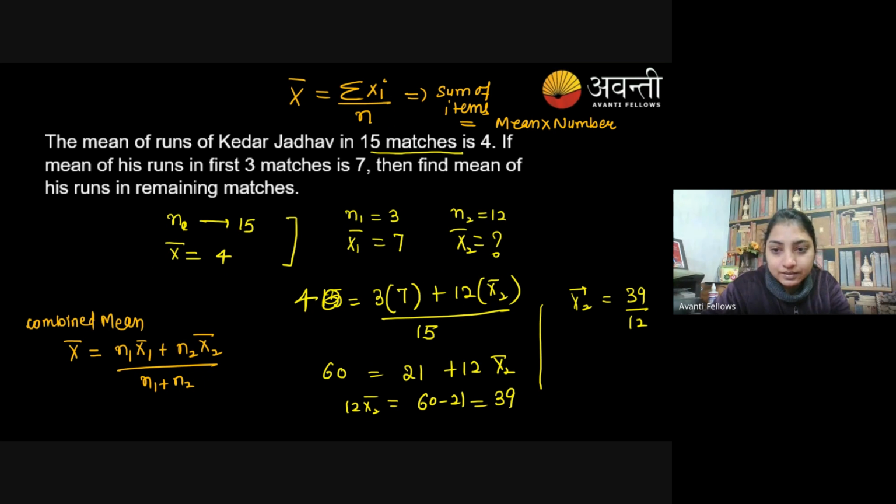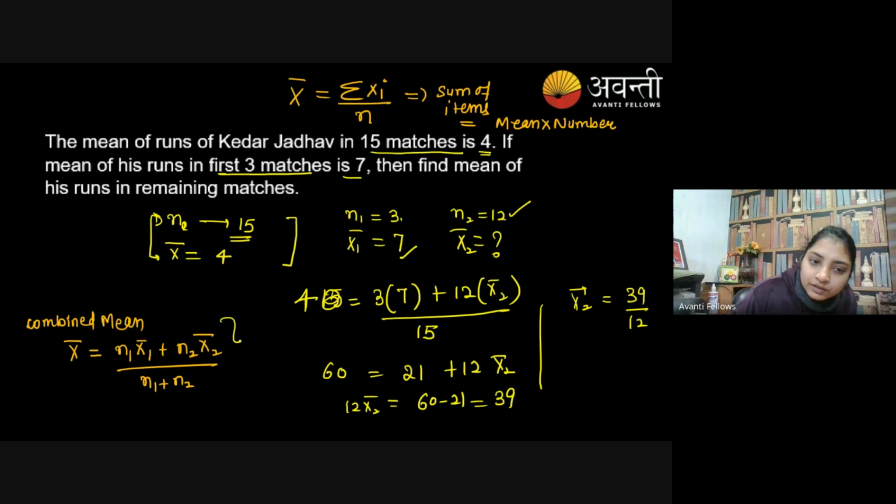Okay. Yes, good Mannat. Answer is right. So Harshil, as per the question, the mean of Kedar Jadhav for 15 matches is 4. If the mean of his runs in the first 3 matches is 7, find the mean of the remaining. The question gives the total combined mean, that is 4, and the total number of matches is 15. For 3 matches, mean is 7. Then I need to calculate the mean for 12 matches. So I just implement this combined mean formula. Is it clear? So your doubt is clear, Harshil?